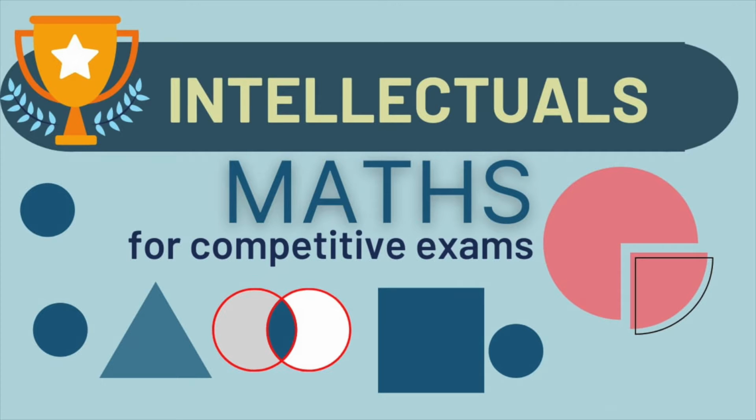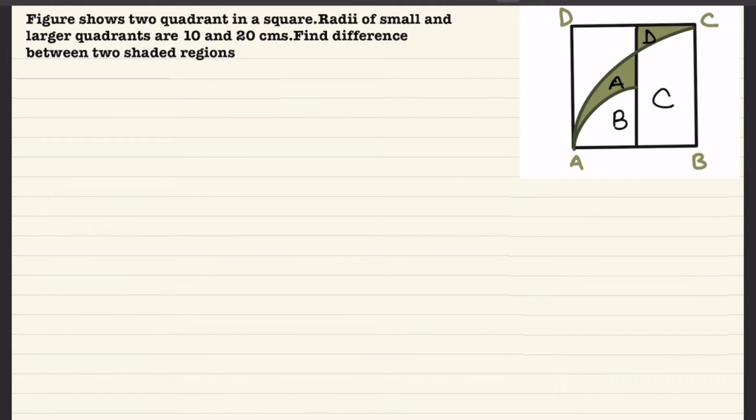Welcome to Intellectual. In this video tutorial, we are given a square and two quadrants. One is a big quadrant and another one is a small quadrant. We have to find the difference between the two shaded regions, marked with A and D. Now we have to calculate A minus D.